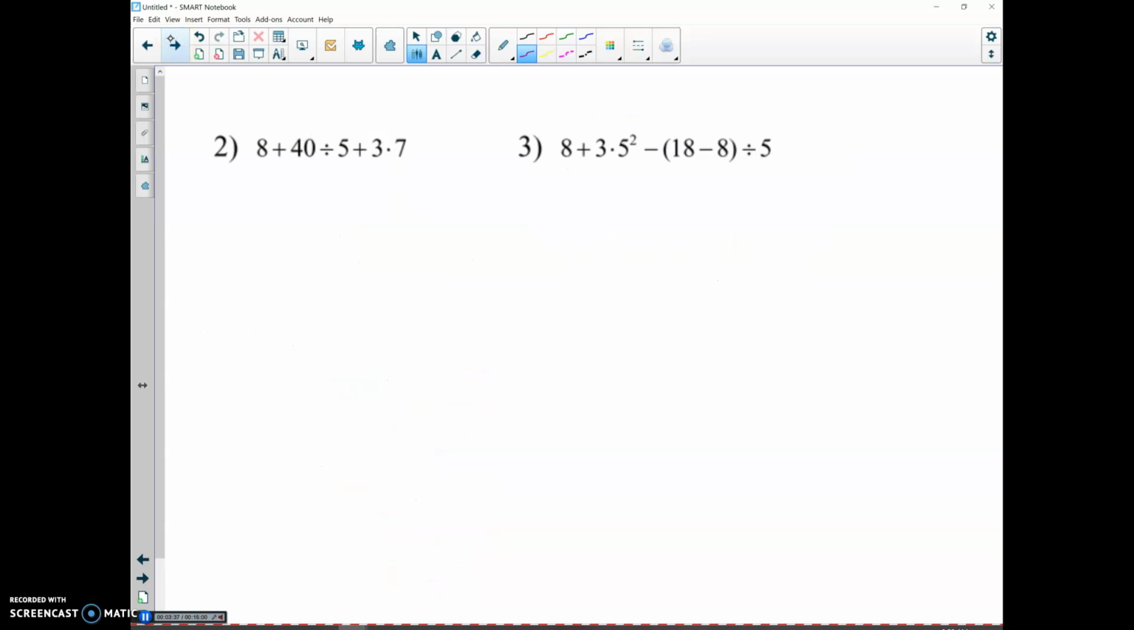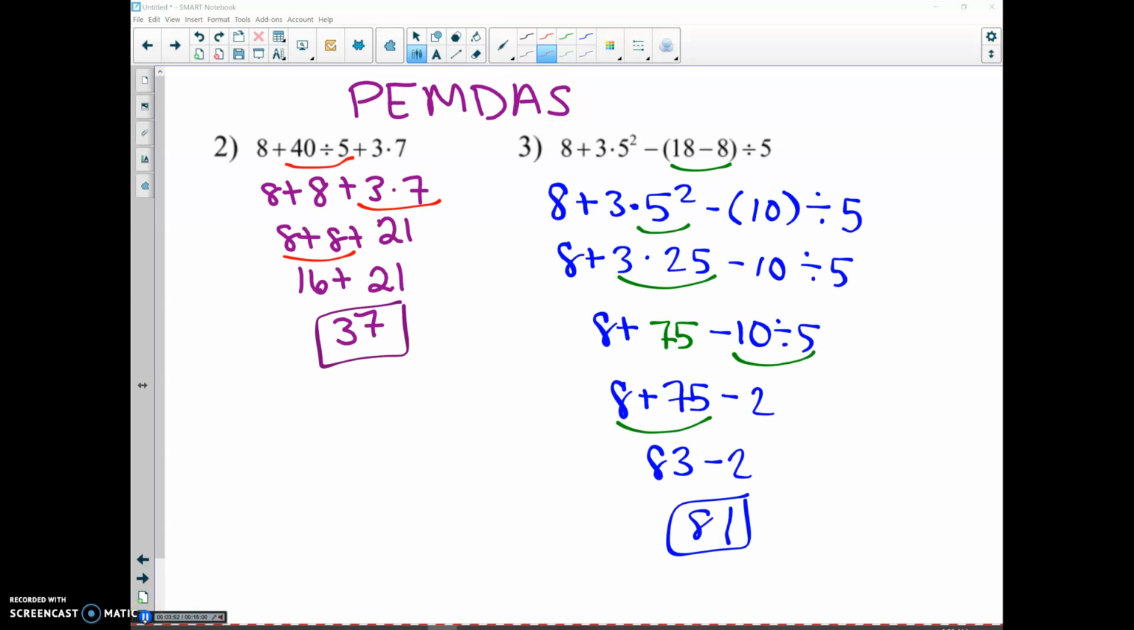Alright, so take a few minutes and go through order of operations to evaluate and simplify numbers 2 and 3. Alright, take a few minutes and check your work here. Number 2, we had to do division first, from left to right, then multiplication, and then go back and do addition from left to right. You can add all 3 of these up at the same exact time. I just broke it down into 2 steps there. So your answer for number 2 is 37.